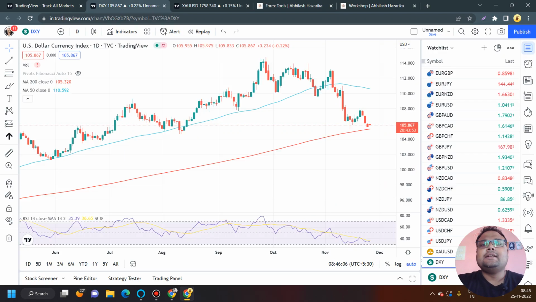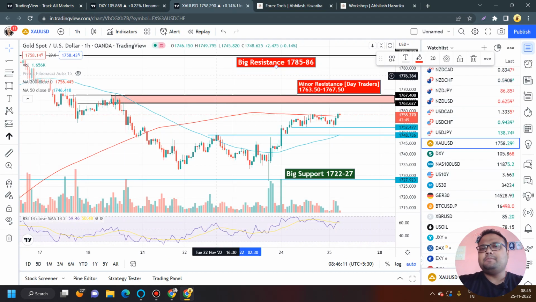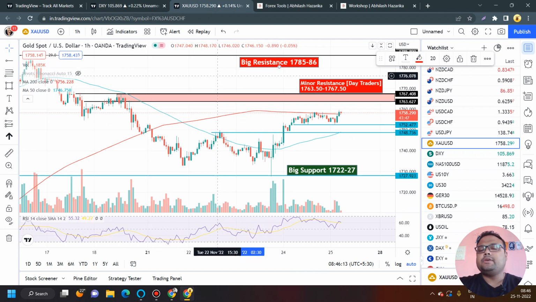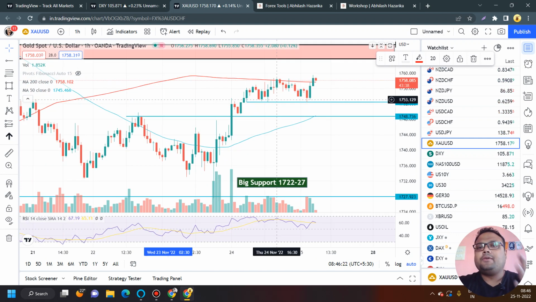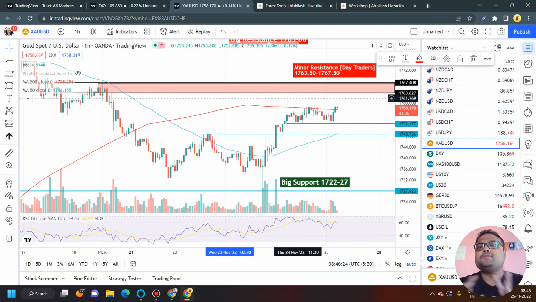So yes, there is a possibility that today or in the coming week market will be going up to test the 1785-86 level, or maybe 1800 level, because previous week we all were hoping that gold would test the level of 1800, but gold failed. So in the coming week there is a possibility that gold may go up, but right now market is stagnant. There is not much volatility.